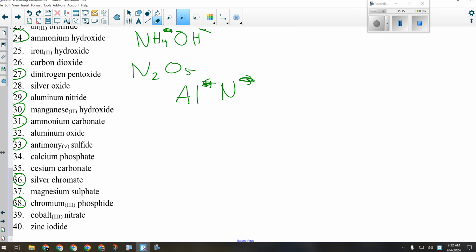Okay, number 30, manganese 4 hydroxide. All right, so manganese, Mn, and it tells me it's a 4+. Okay, and it is with hydroxide. Oh, sorry, 2. It's a 2+. Sorry, I was thinking the other charge. Got ahead of myself. 2+ because I didn't read. Okay, 2+, and it's with OH. What do I do? Drop and swap. Put brackets around the OH, put a 2 outside. And we're good to go on that one.